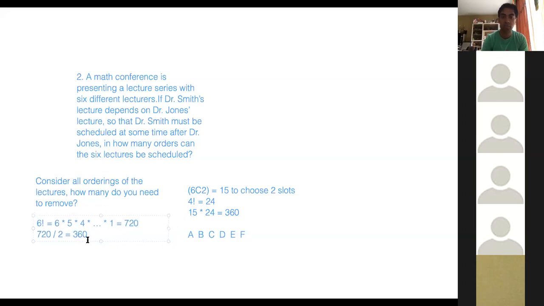So this is another way of computing the same value. You can either choose the 2 places for Smith and Jones and reorder the rest, or you can count the total and divide by 2. Does this make sense?